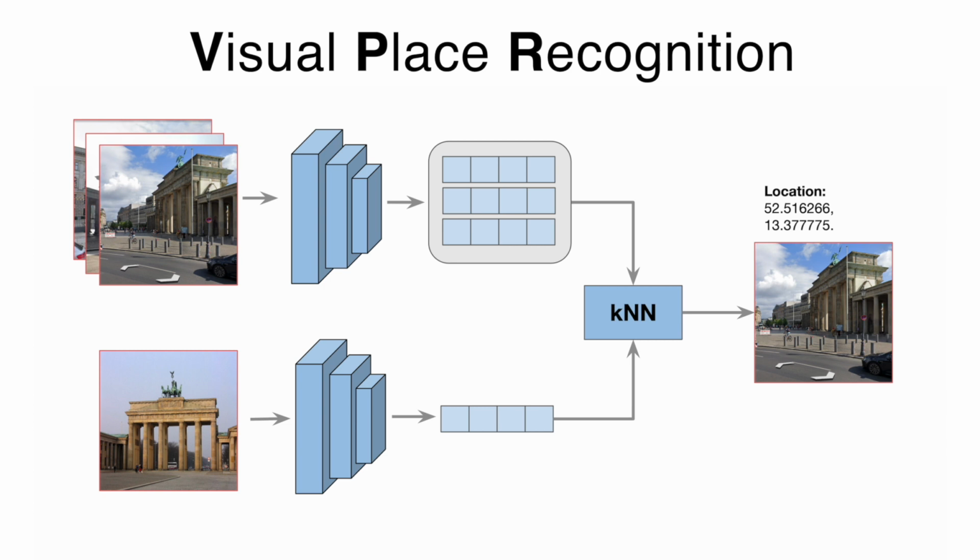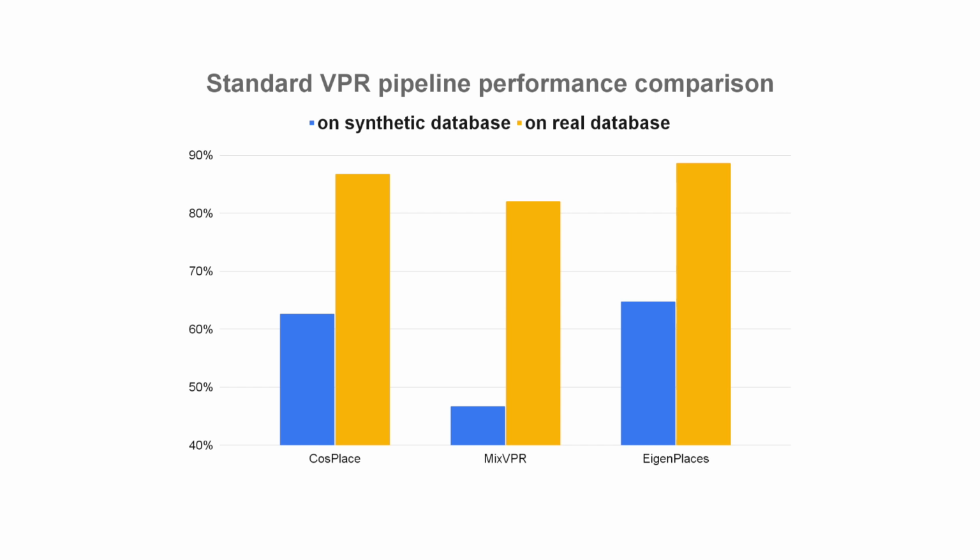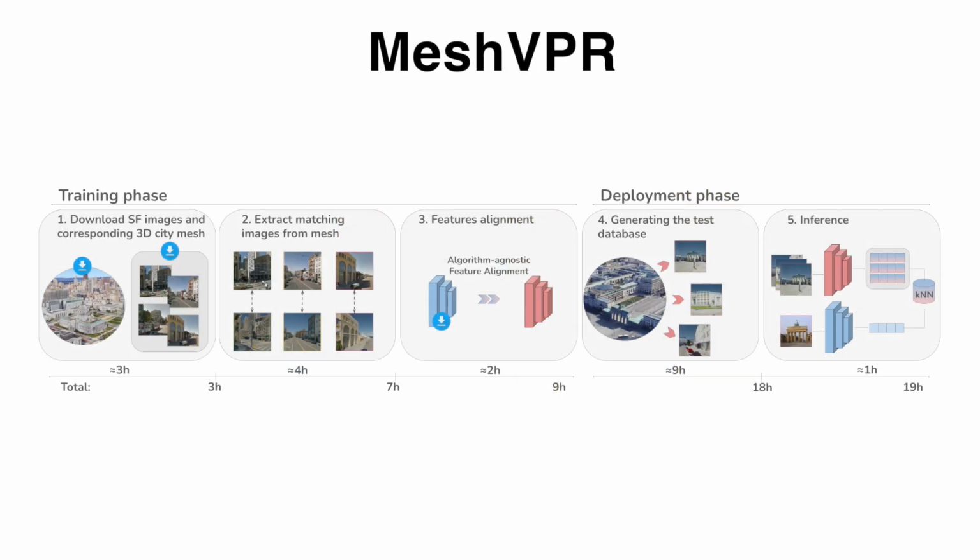An alternative to collecting real images is using synthetic images generated from photorealistic 3D meshes. Unfortunately, as can be seen in the figure, VPR approaches trained on real images struggle with the domain gap between synthetic and real images. To solve this issue, we present MeshVPR. MeshVPR consists of two phases, the training phase and the deployment phase.